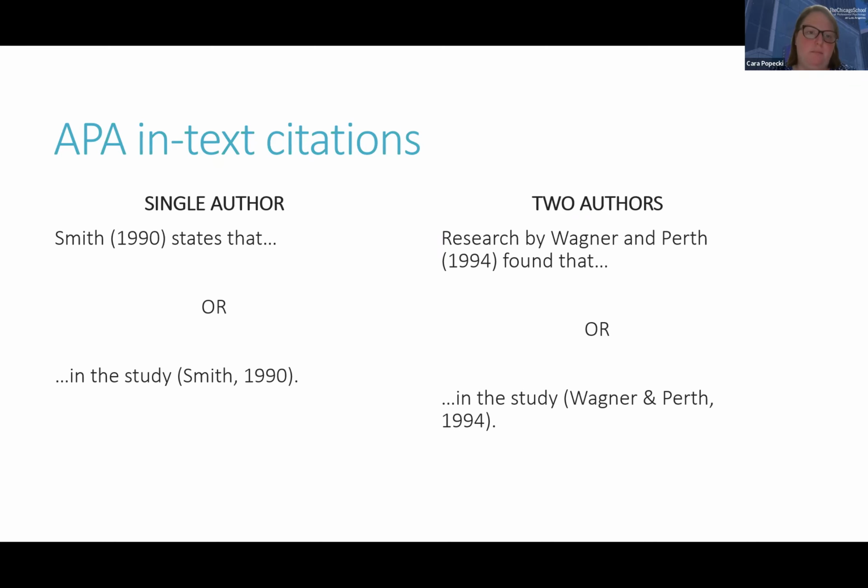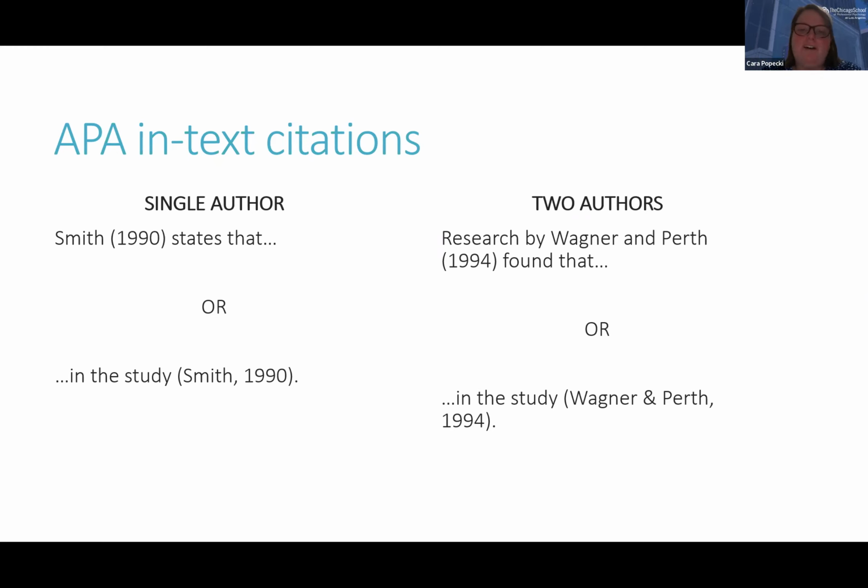So when you're writing a paper and you're using an APA citation within the paper, when you have a single author, you can format it in one of two ways. You can say the author's last name, the year, and then say states that, or something like that. You don't have to say states that, but that's just my example. So it's part of the sentence. The alternative is to sum up the sentence with whatever you want, and then put their last name and the year at the end of the sentence. We call this a parenthetical citation because it comes in parentheses.